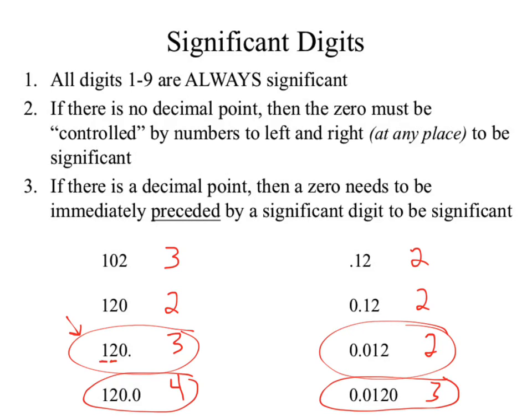The next part is deciding, is the 0 significant? To decide that, I have to look for a decimal point. There is a decimal point, so I'll use rule number 3. If there is a decimal point, then the 0 needs to be immediately preceded, meaning in front of it, to the left of it, by a significant digit. So I'll start at my 0 and move immediately to the left. What is there?